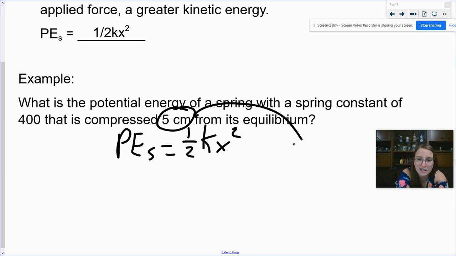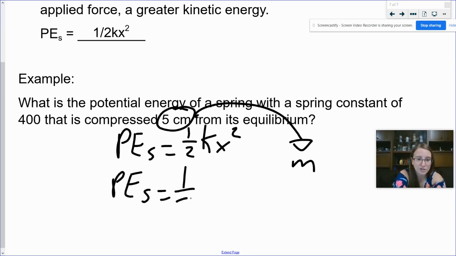This still needs to be in meters because potential energy is measured in joules, and in order to get a joule, we need meters. So that's the only difficult thing you'll have to do here, is make sure you keep an eye out for those conversions. So take a moment, go ahead and start plugging it in. Plug in your K, your spring constant, convert 5 centimeters to meters, and then pop it in.